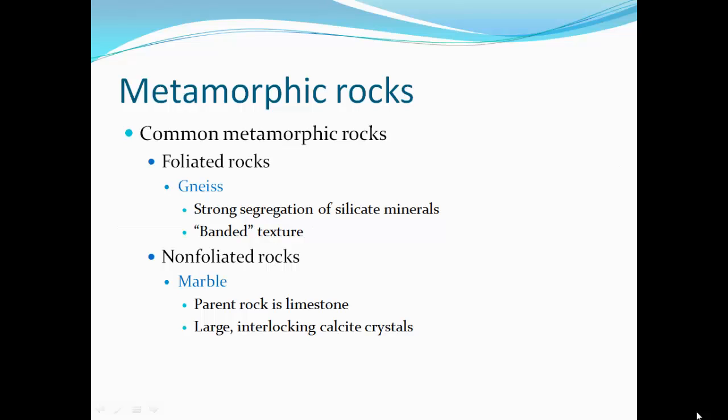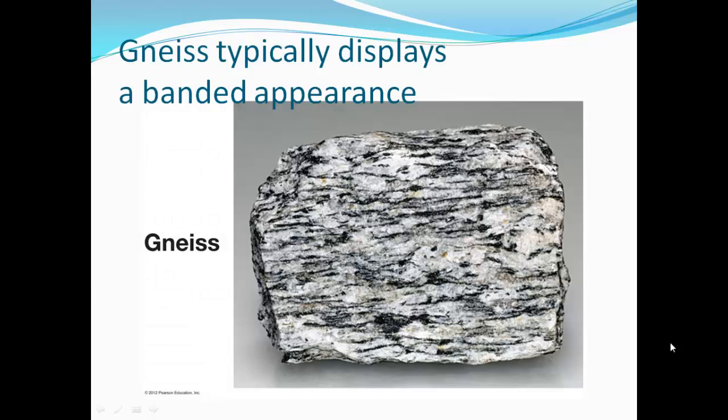Okay, so some more about these metamorphic rocks. A very common one is gneiss. It's the strongest segregation of silicate minerals. It's a very banded texture. Now the non-foliated, the most common is the marble, which is formed from limestone, large interlocking calcite crystals. So here's a picture of our gneiss. Nice bands of dark minerals versus light minerals.